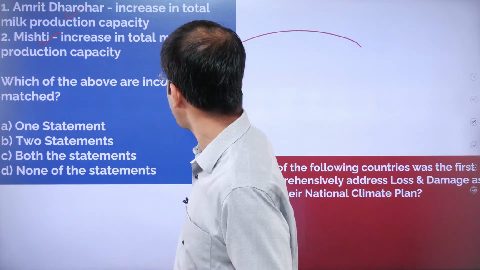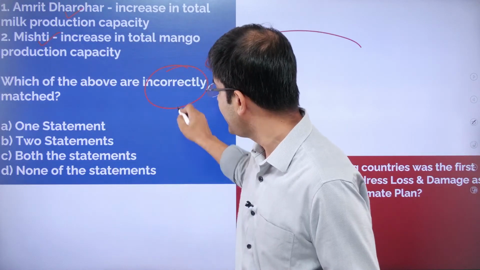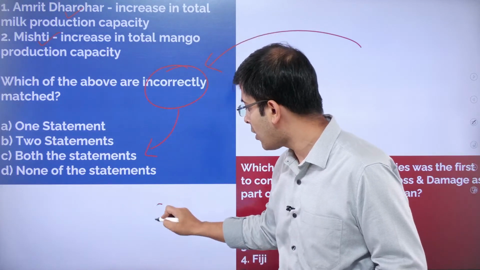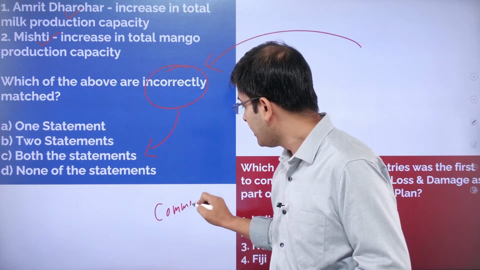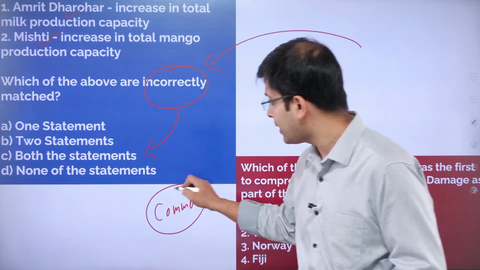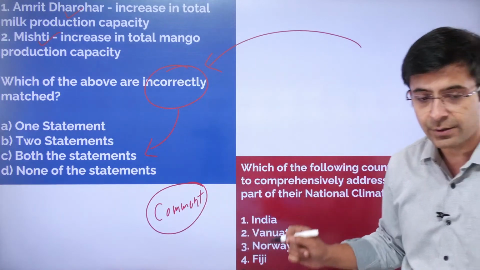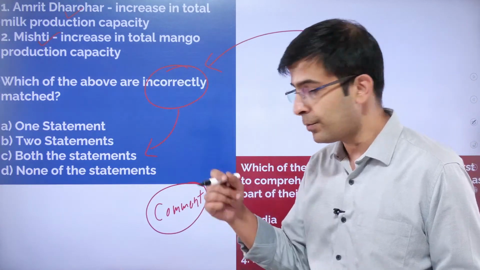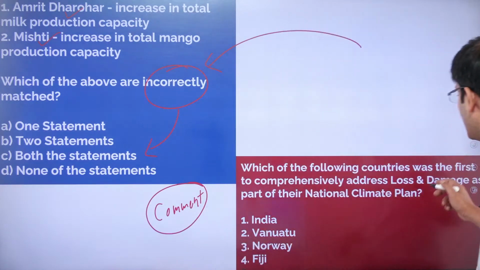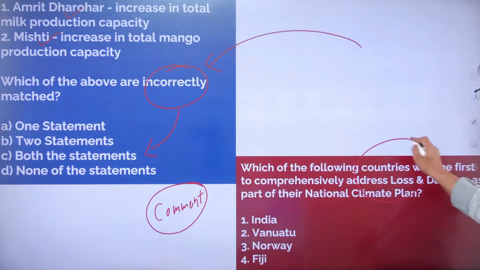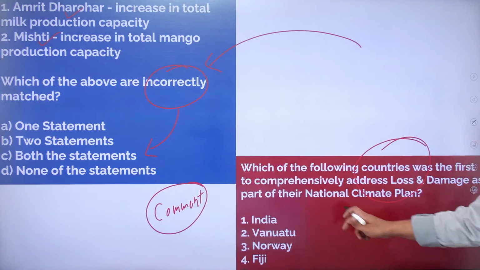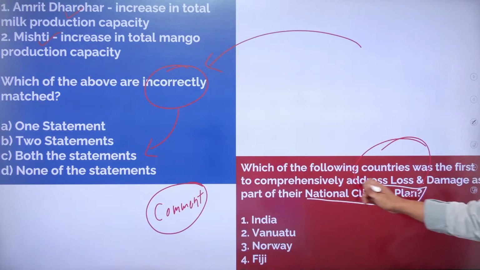Which of the above are incorrectly matched, please let me know in the comment box. Let me know the answer to both the questions in the comment box. We will be discussing the answers to this in the subsequent lecture tomorrow. And also find out which of the following countries was the first to comprehensively address loss and damage as part of their national climate plan.